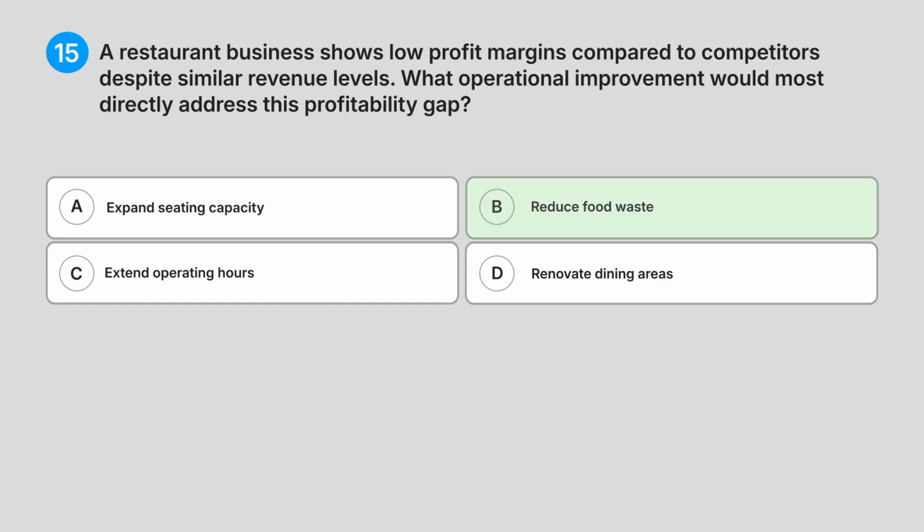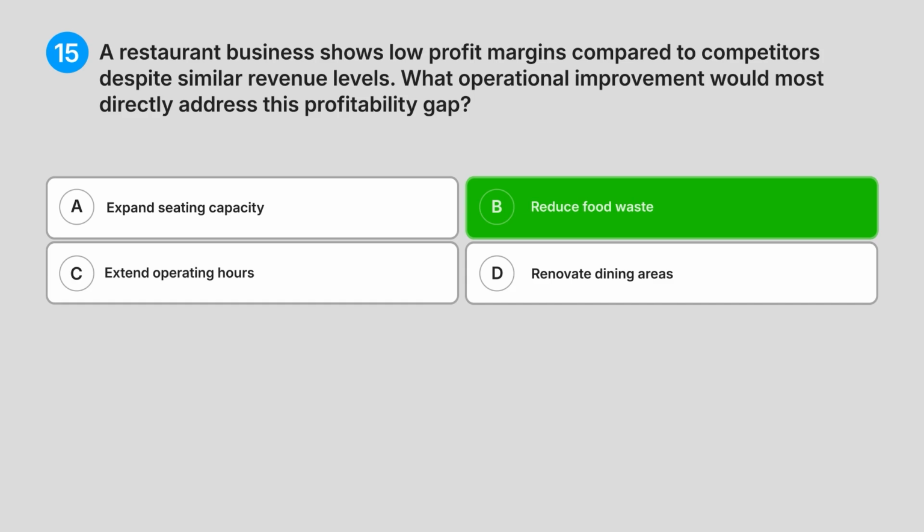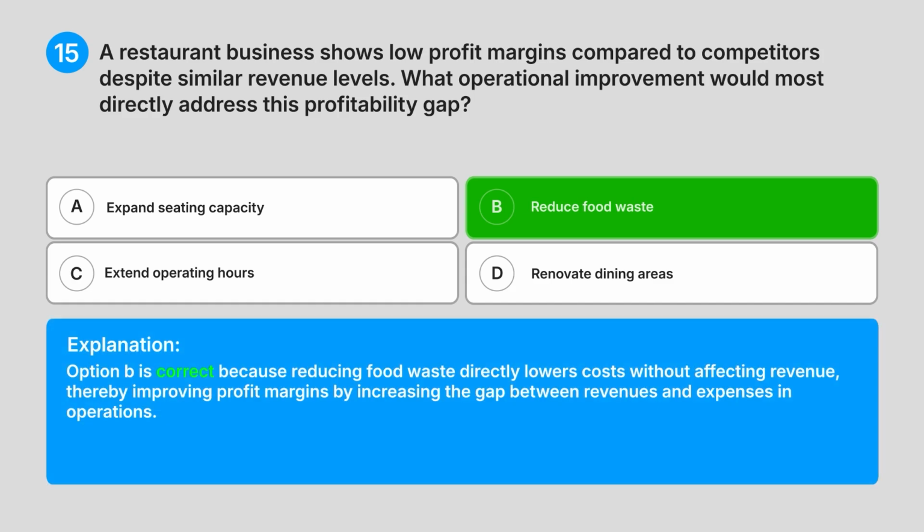Correct answer, B. Reduce food waste. Explanation. Option B is correct, because reducing food waste directly lowers costs without affecting revenue, thereby improving profit margins by increasing the gap between revenues and expenses in operations.